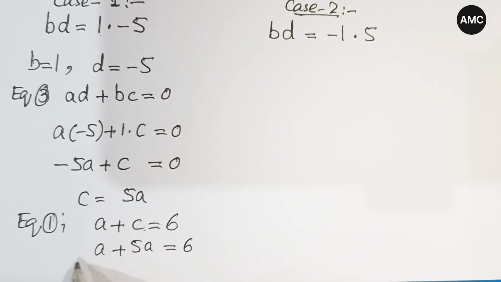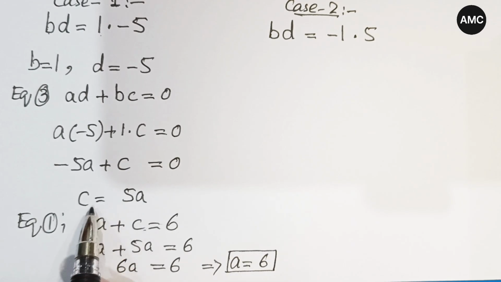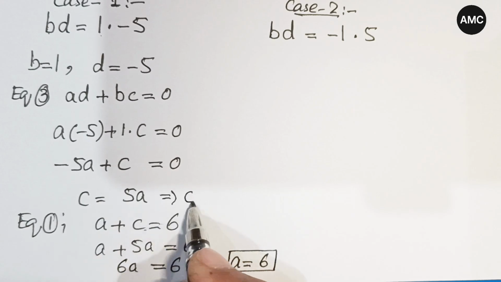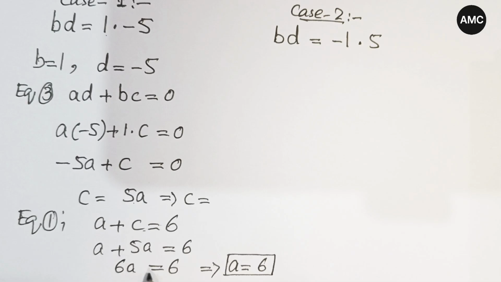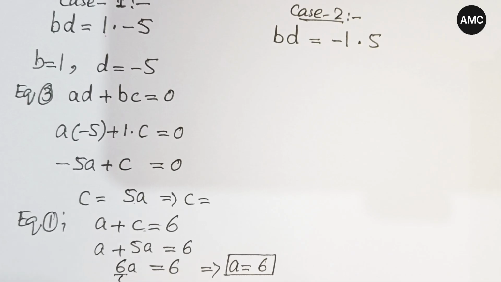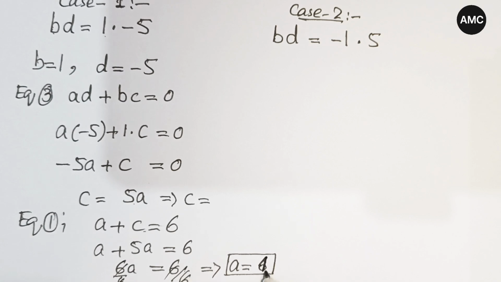Here we have 5a plus a is equal to 6a, which is equal to 6. And by dividing 6 on both hand sides, we will get a is equal to 1, not 6. Here we have our value of a is 1.